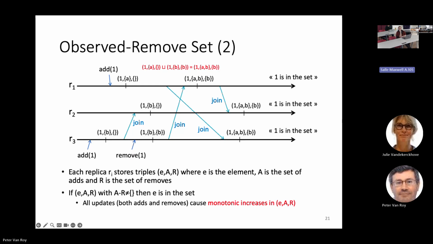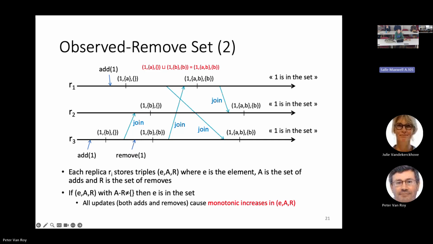But now look, it's very interesting. If there's a join here, we will now have the two adds and removes. We have one A, B, B. We take the unions. So the one is actually still in the set, because this add is not in the causal history of this remove. And the joins keep adding information. Eventually, all three replicas contain the same information, and they all agree that one is in the set.